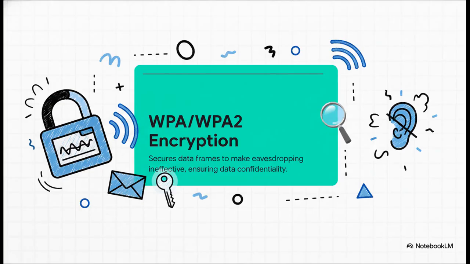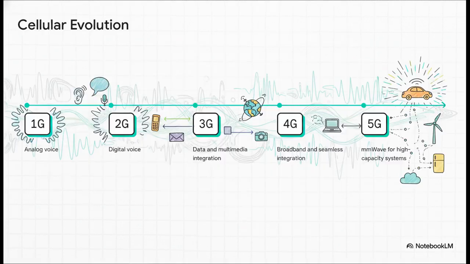So, to fight back against those eavesdroppers, we use this amazing thing called encryption. You've probably seen WPA2 or WPA3 in your Wi-Fi settings. Well, that acts like a secret code or a digital envelope for our data packet. So even if somebody manages to grab the signal out of the air, the information inside is just scrambled nonsense without the secret key.